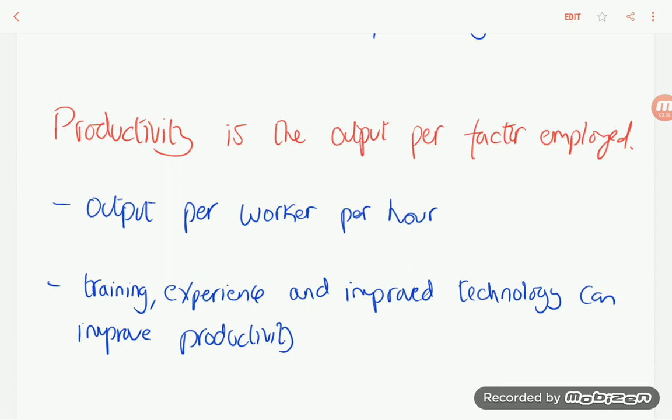Improvements in labour productivity can come about as a result of better training, more experience, improved technology and so on. Specialisation can also improve labour productivity. If each worker performs the task that they're good at doing, having practiced a lot or having been trained to do so, then they'll produce more than if they did lots of different tasks.